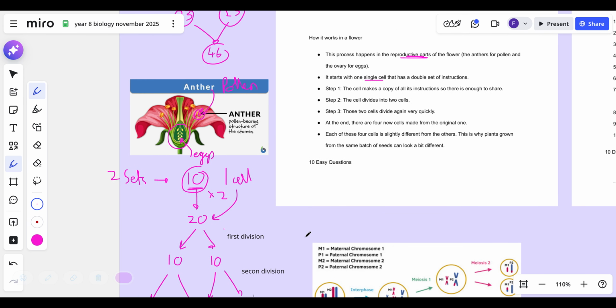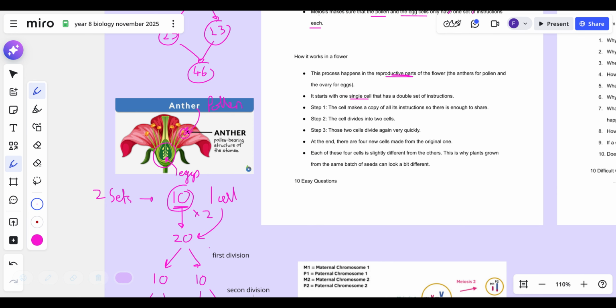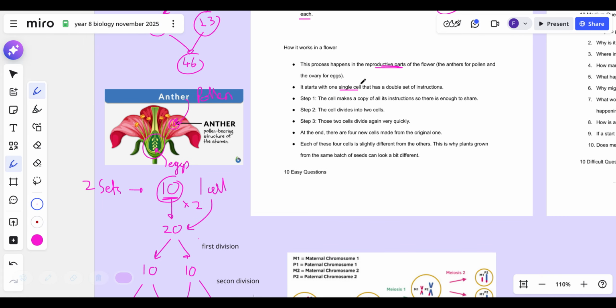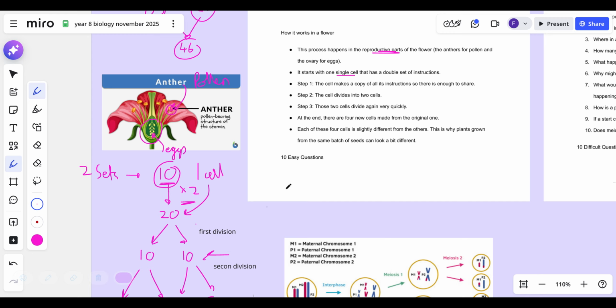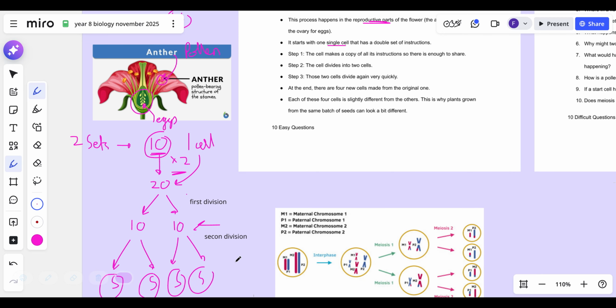Okay? All right. Now, it starts with 1 single cell that has double sets of instructions. There's my double set of instructions. So the cell's made a copy of those, doubled those instructions. The cell divides into 2 cells. That's here. Then the 2 cells divide again very quickly into 4 cells. At the end, there are 4 new cells made from the original one.